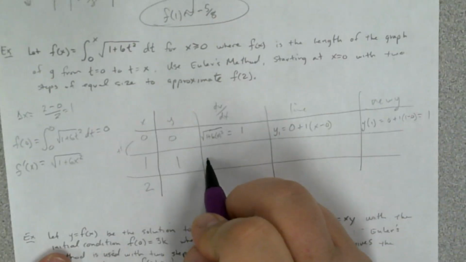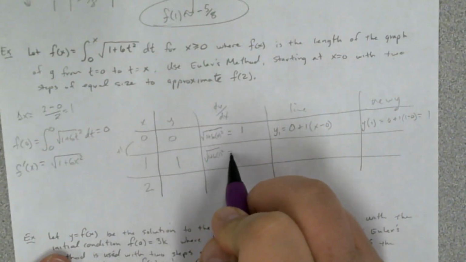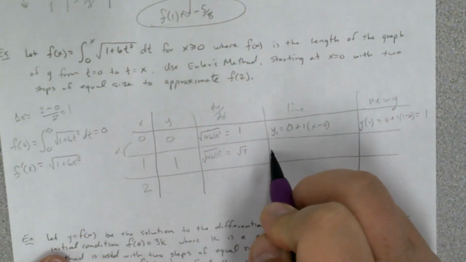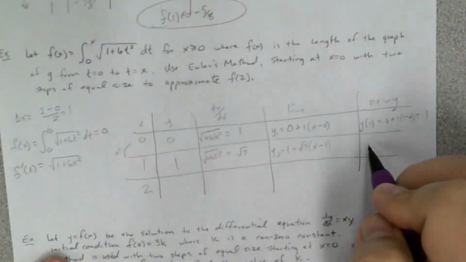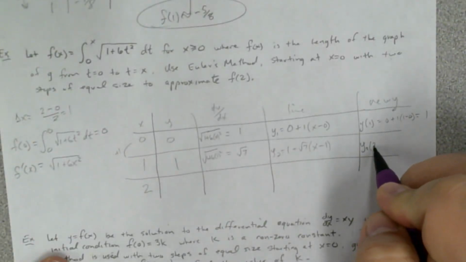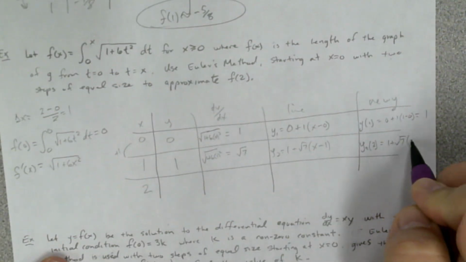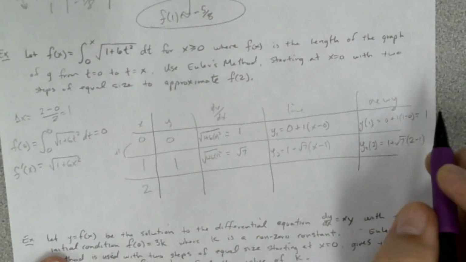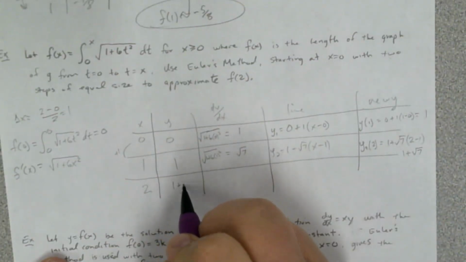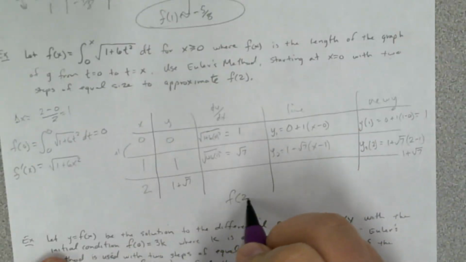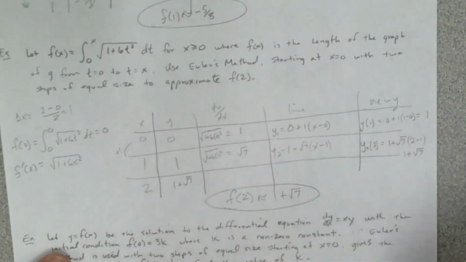Do it again. This is going to be the square root of 1 plus 6 times 1 squared, which is the square root of 7. So y2 is going to be 1 plus the square root of 7 times x minus 1. And so what is y2 at 2? 1 plus the square root of 7, and then it's going to be 2 minus 1. And so this gives me 1 plus the square root of 7. So f of 2 is approximately 1 plus the square root of 7. And there you go.